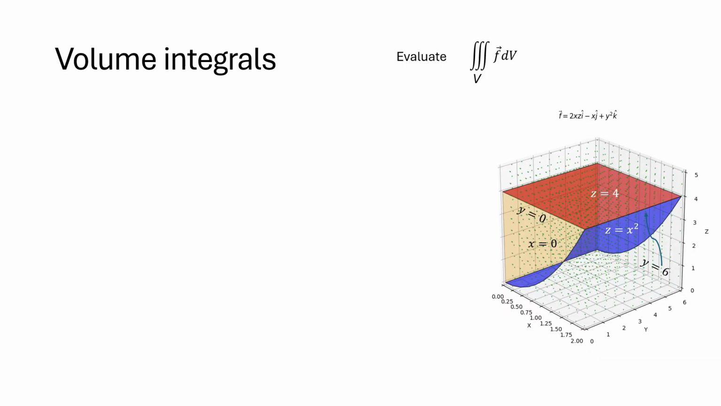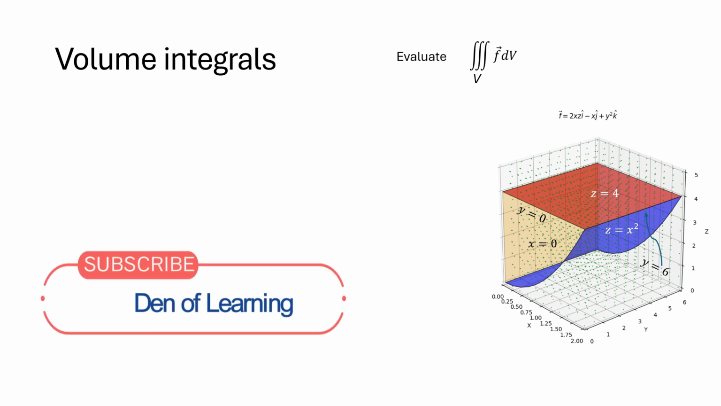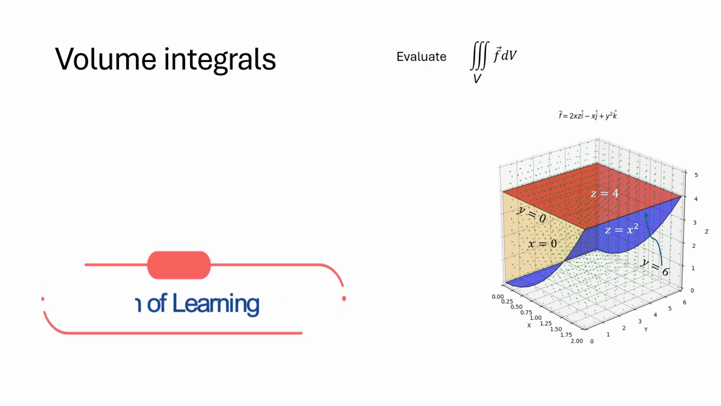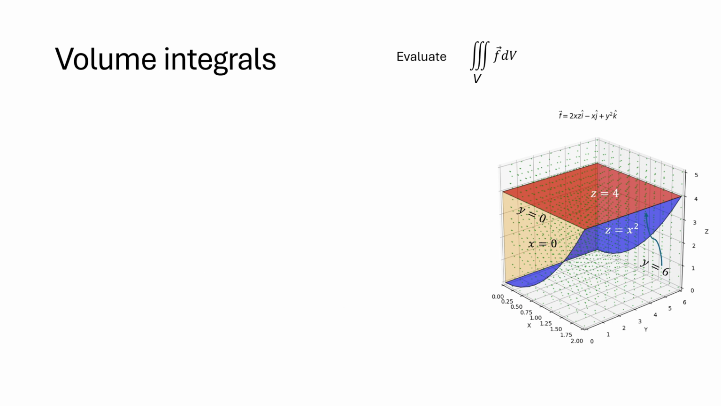Now let's look at an example of volume integral. Here we have a vector field F, which is 2xz i hat minus x j hat plus y² k hat, and we want to find the total amount of the vector field within a region which is a volume bounded by the surfaces x = 0, y = 0, y = 6, z = 4, and z = x².